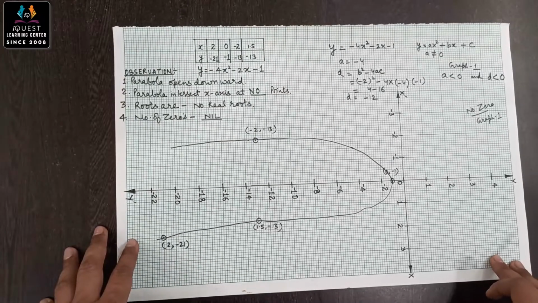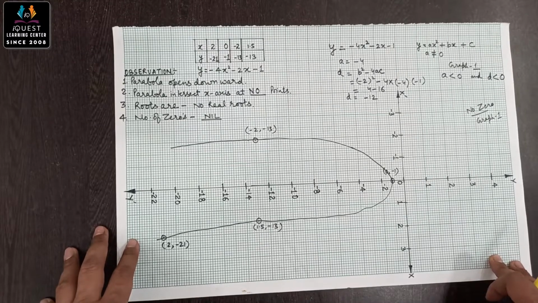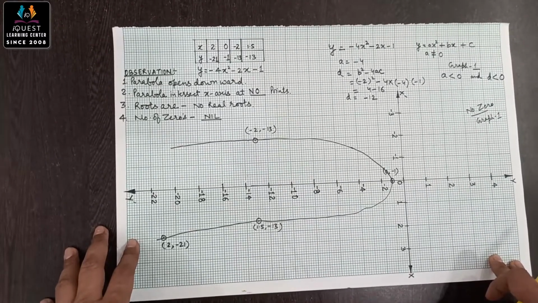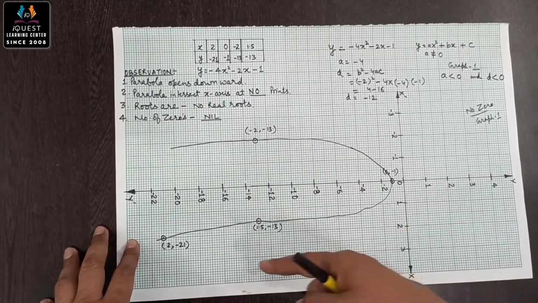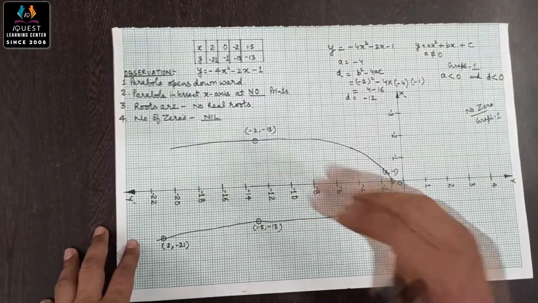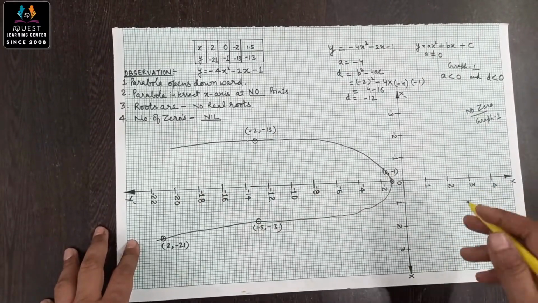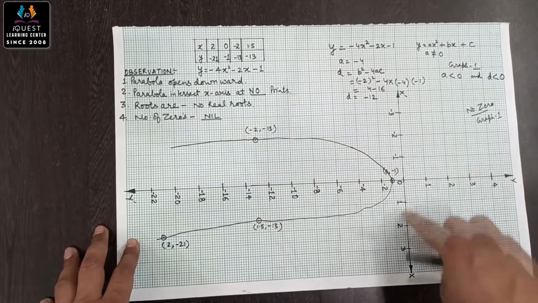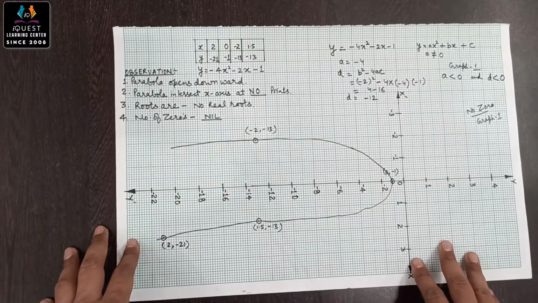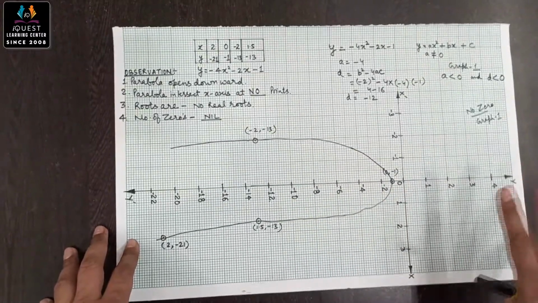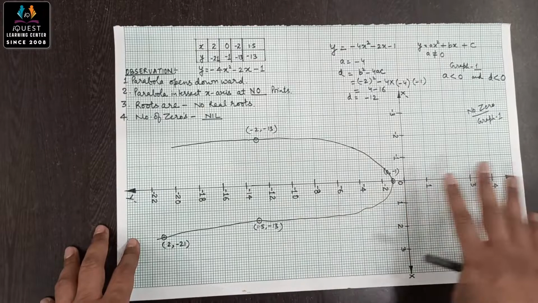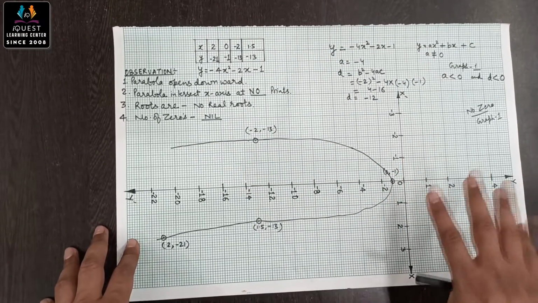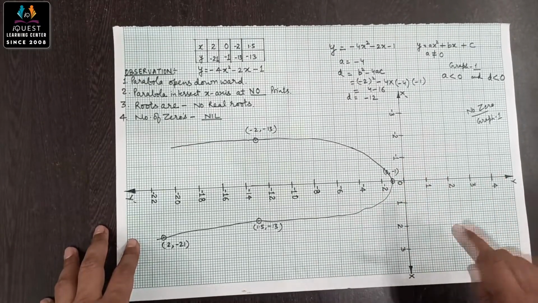Let's note the observation of the graph first. Parabola opens downwards because it's below the x-axis. Parabola intersects the x-axis at no point. You can see that it's not cutting the x-axis. It has no real roots and it has no zeros because it's not cutting the x-axis. So the number of zeros is nil.